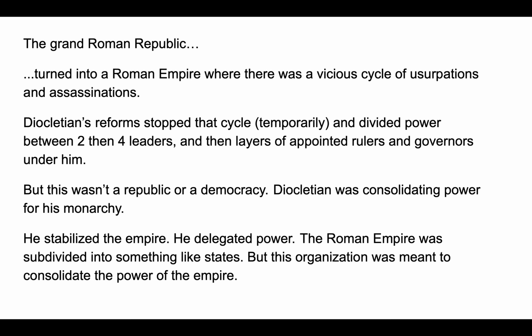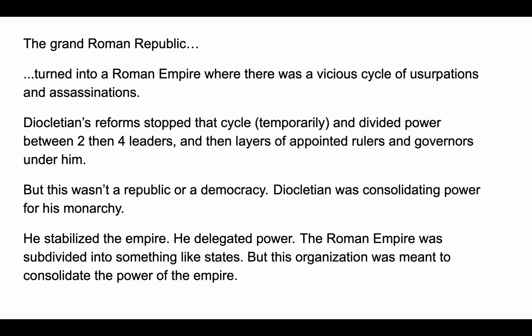Diocletian's reforms stopped that cycle, not permanently, because the next person that you'll be reading about, Constantine, went right back to consolidating power so he could be the ruler of all of the Roman Empire. But Diocletian did stop that cycle in the sense that he, on purpose, divided the power between these 2, then these 4 leaders. He appointed layers, but it wasn't as a republic or as a democracy. These were not elected people. Diocletian still wanted to be a monarch.